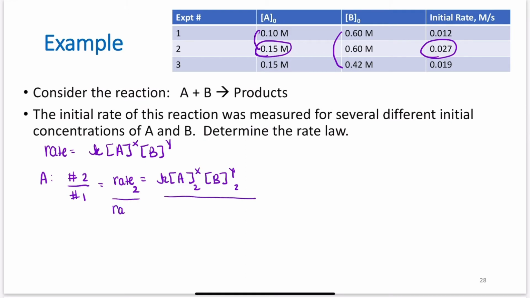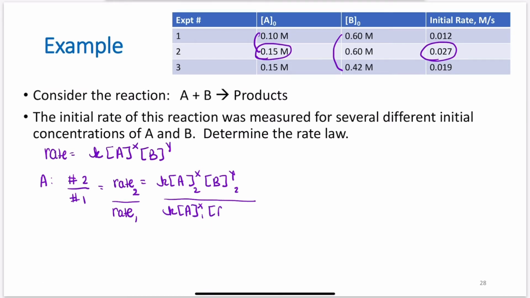And I'm going to divide this by the rate from reaction 1, which is K times the concentration of A in 1, B raised to the Y in reaction 1. I'm then going to plug in my values. Rate 2, the initial rate of the second reaction, is 0.027. The initial rate of the first reaction is 0.012.